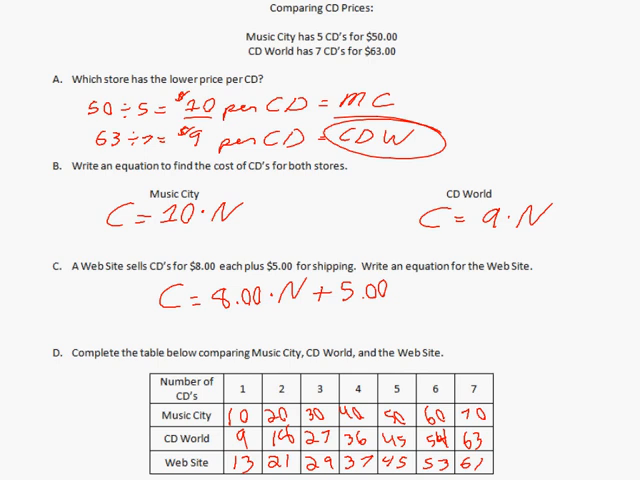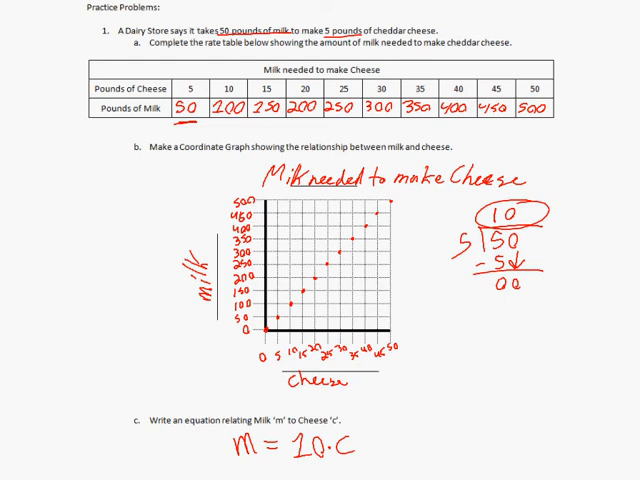a rate table. Then we did a practice problem where we filled in a table, graphed the table, and wrote an equation. This is the end to lesson 3.2. Up next is lesson 3.3 of comparing and scaling.